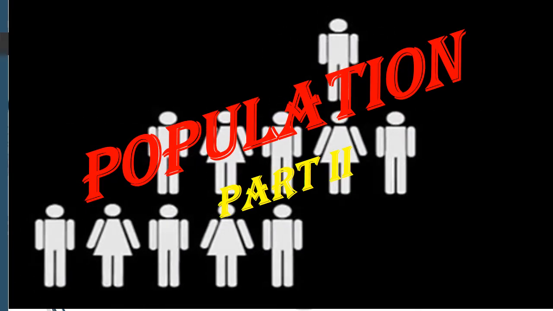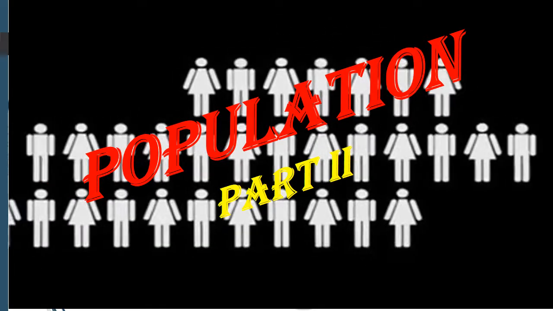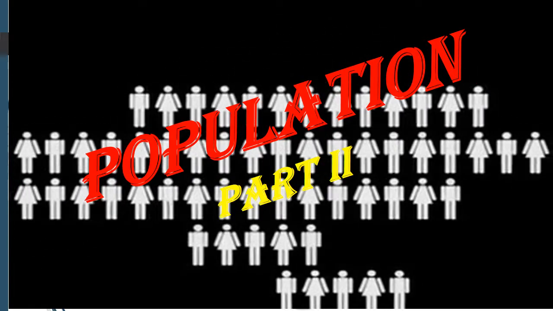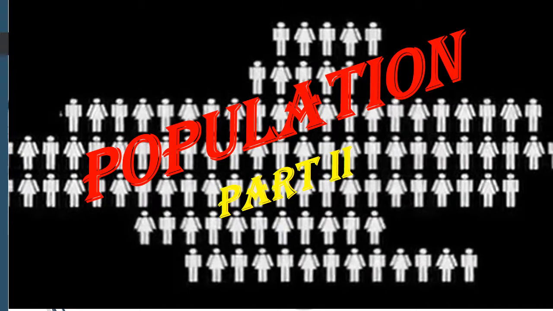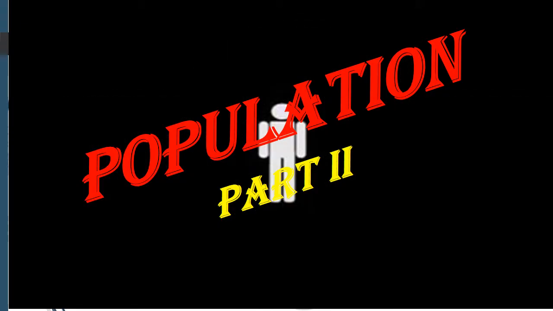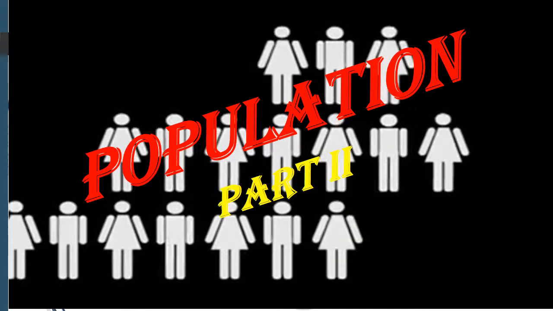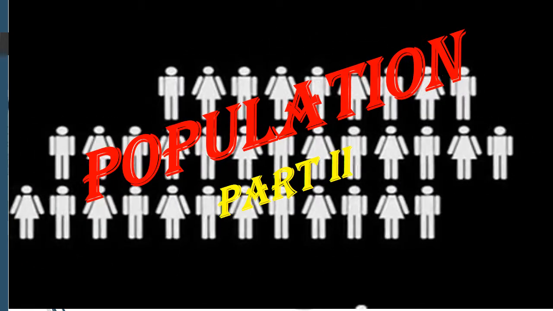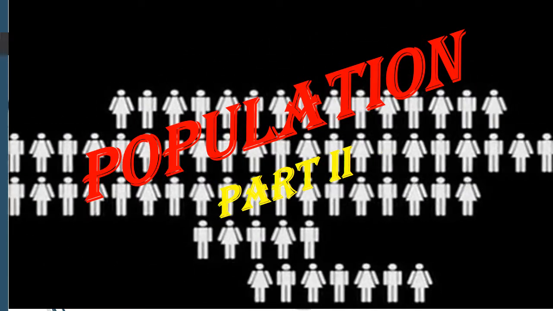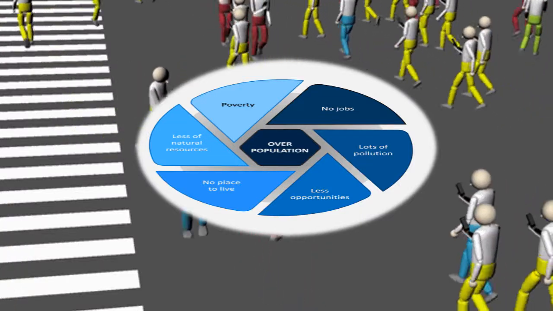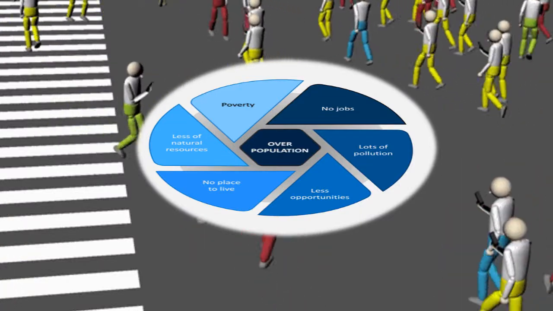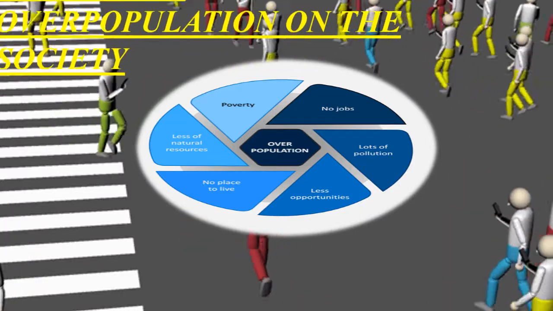Here in Population Part 2, we are going to learn the effects of overpopulation on the society, the effects of underpopulation on the society, as well as the composition of population, rural and urban composition. So here we'll move ahead and learn the effects of overpopulation on the society in detail.